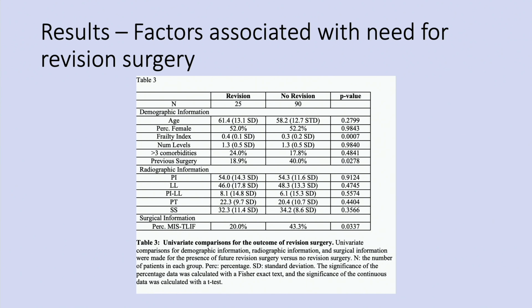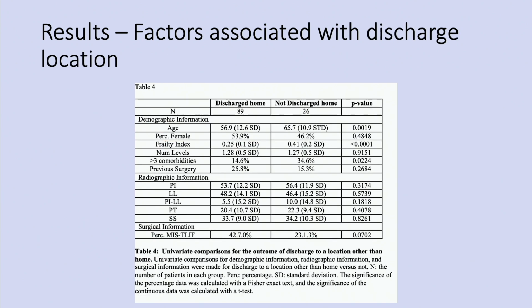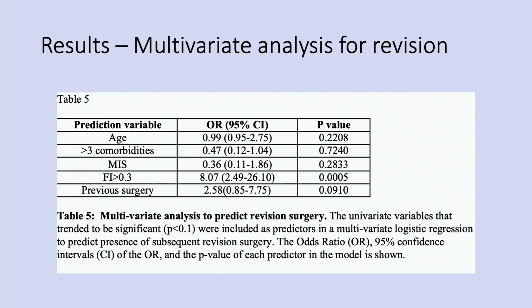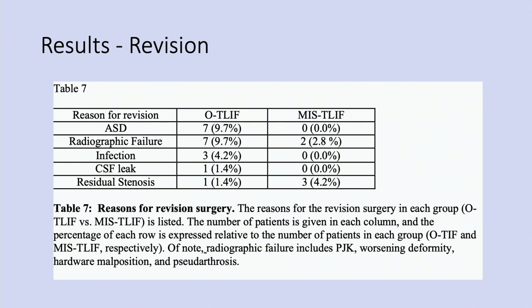And in looking a little bit more deeply into this, when we looked at the potential causes for this, at least in univariate analysis, patient frailty was statistically significant, as well as performing this surgery minimally invasively was also associated with a decreased need for revision surgery. Same trends were true for discharge location, so in other words, discharge to any location other than home. Frailty impacted that, as well as if the surgery was done minimally invasively. On multivariate analysis to look for independent predictors of revision surgery, the frailty index did hold up to this test as well. So it was an independent predictor of need for revision surgery in this group.